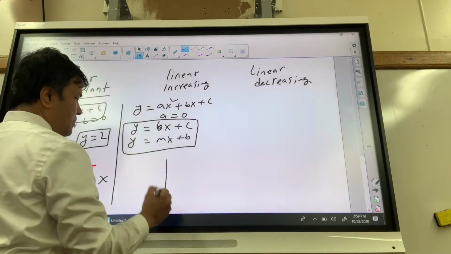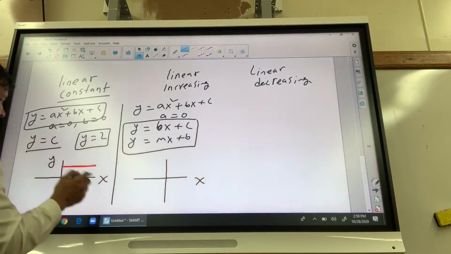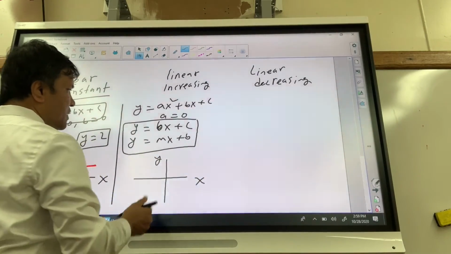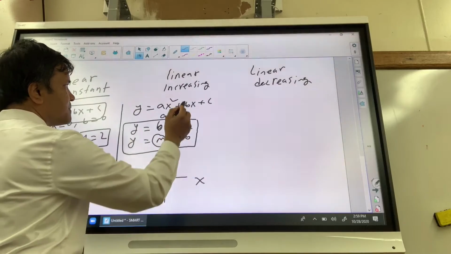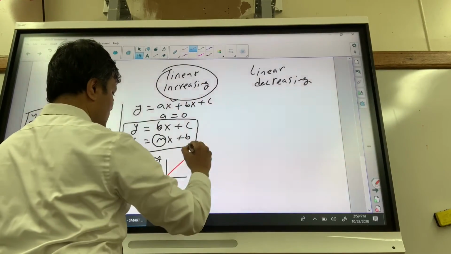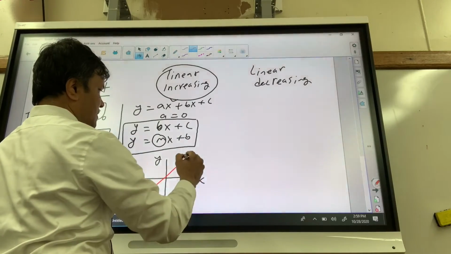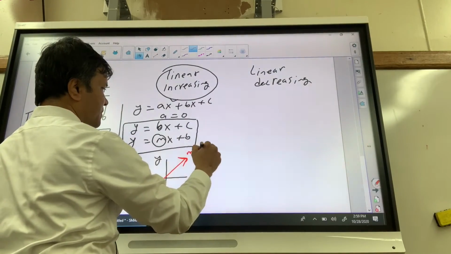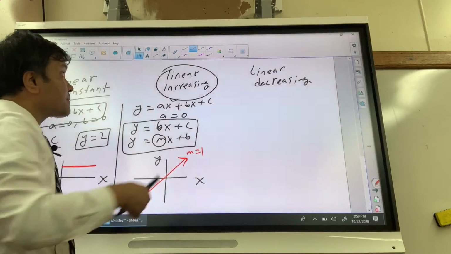Now, the graph of this one, this is x, this is y. So the slope is positive. So it's increasing, linear increasing. So that means it looks like this. The slope is 1. Okay.